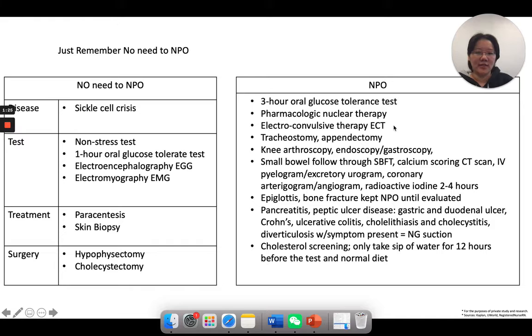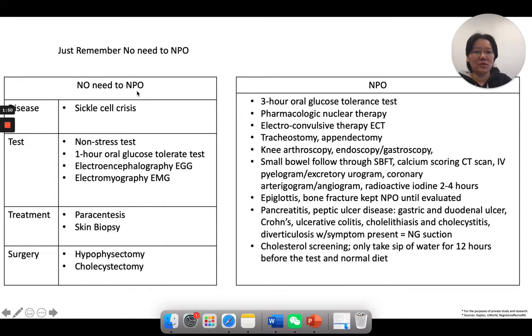Patients on ECT, before the ECT, they're going to eat something or have some fluids. Then that's when you need to know: are they allowed to eat or drink something before the procedure or not? So here, NPO is all this, and no need to NPO.